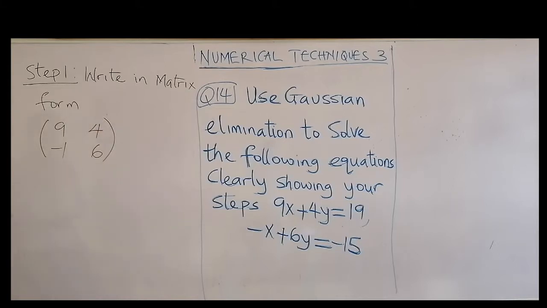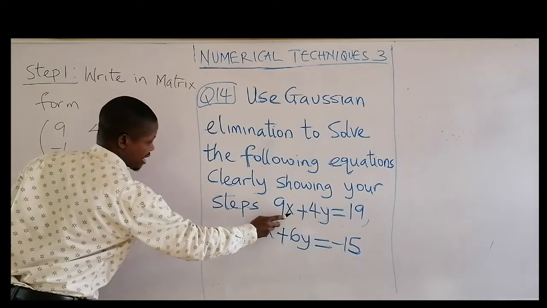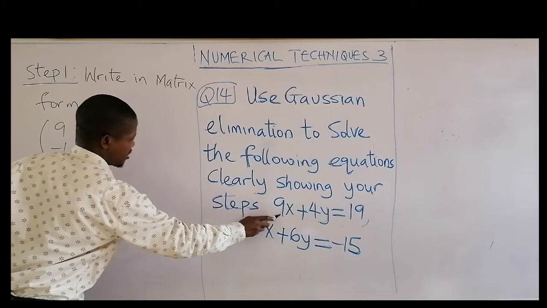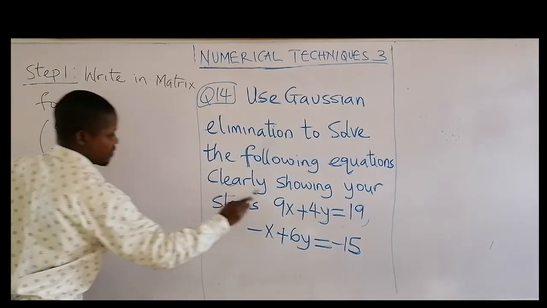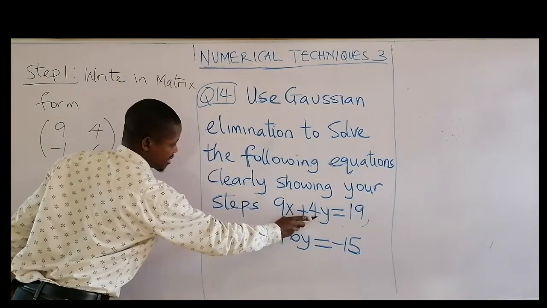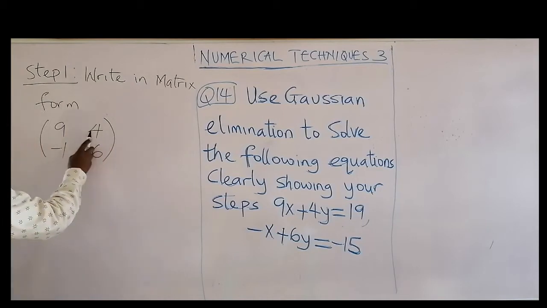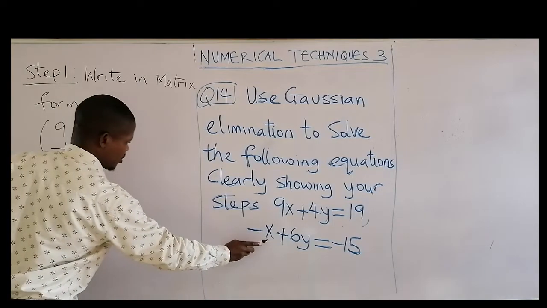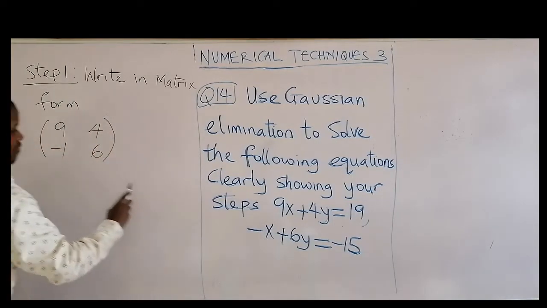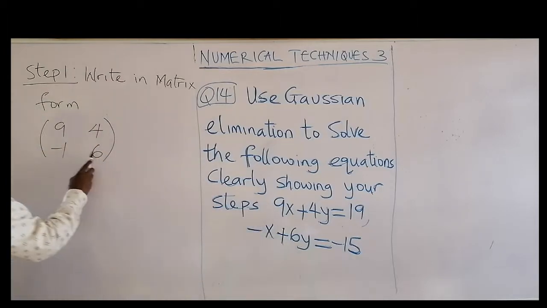What we are doing is just writing the coefficients of those variables. For x, the coefficient in the first equation is 9. For y, the coefficient is 4 in the first equation. And for the second equation, we have minus 1 for x and then 6 for y.